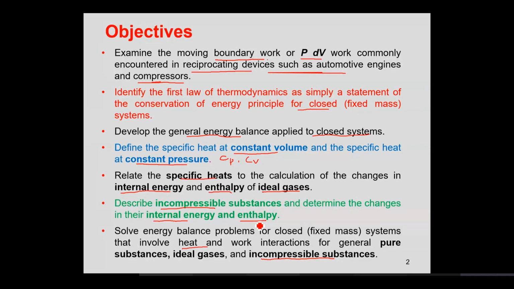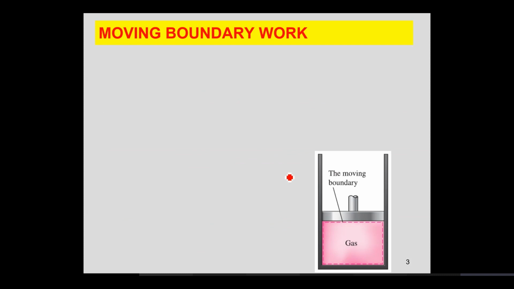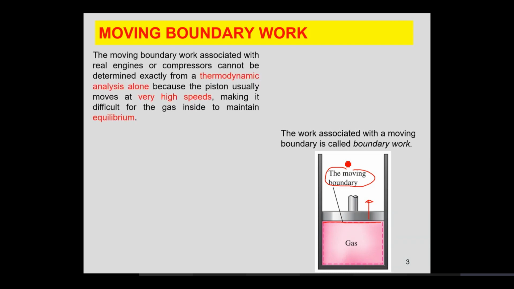Beginning with the boundary work or PdV work, which is commonly encountered in automotive engines and compressors, let us first understand what PdV work is. In a closed system, where one of the boundaries is a movable boundary, as the boundary moves, there is some work associated with the movement of the boundary, and this work is known as boundary work.